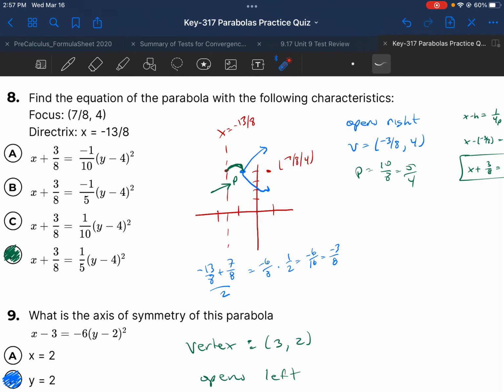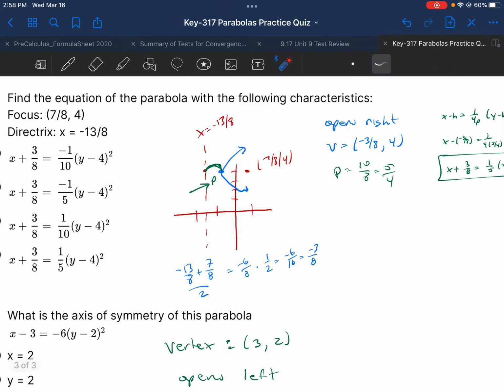So again, if we look halfway between -13/8 and (7/8, 4), we're going to find where the vertex is going to be, which will be right here, this little blue point right here. Well, this directrix is at the x value of -13/8. It's a vertical line going through the x value of -13/8. So I'm going to look at -13/8, and I'm going to look at the x value for the focus, 7/8, and I want that value directly in the middle. So again, we can do the midpoint formula, which will give us an x value of -3/8. So our vertex has an x value of -3/8, and notice that this time the vertex and the focus share the same y value. So we can go ahead and steal the y value from the focus for the vertex, which would be +4.